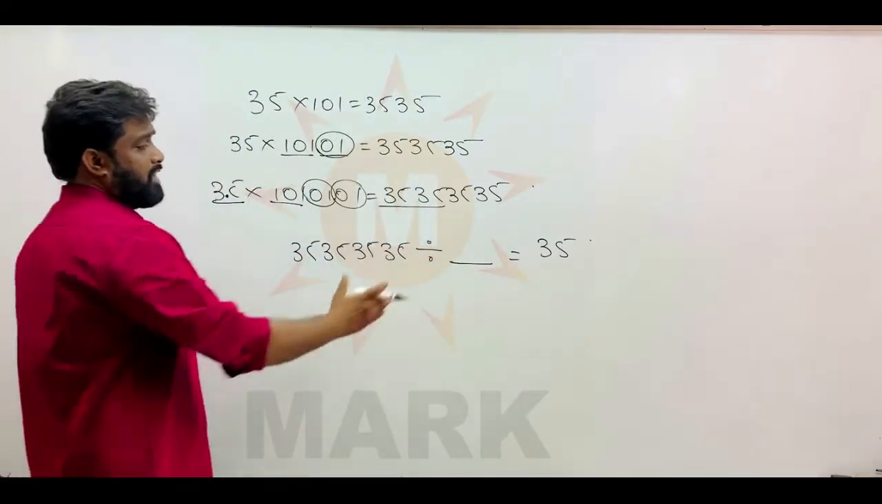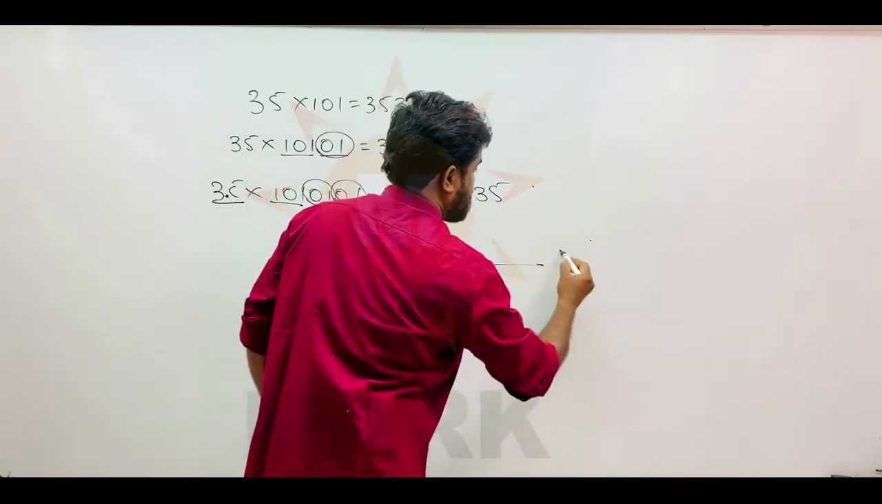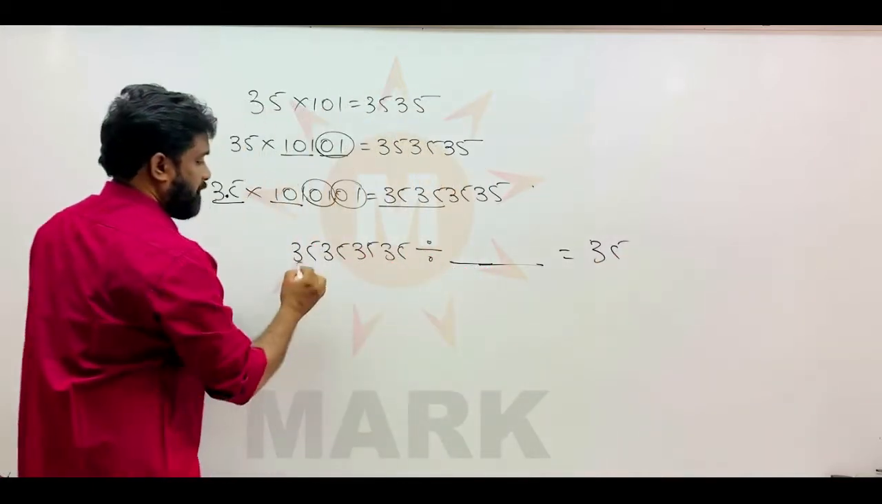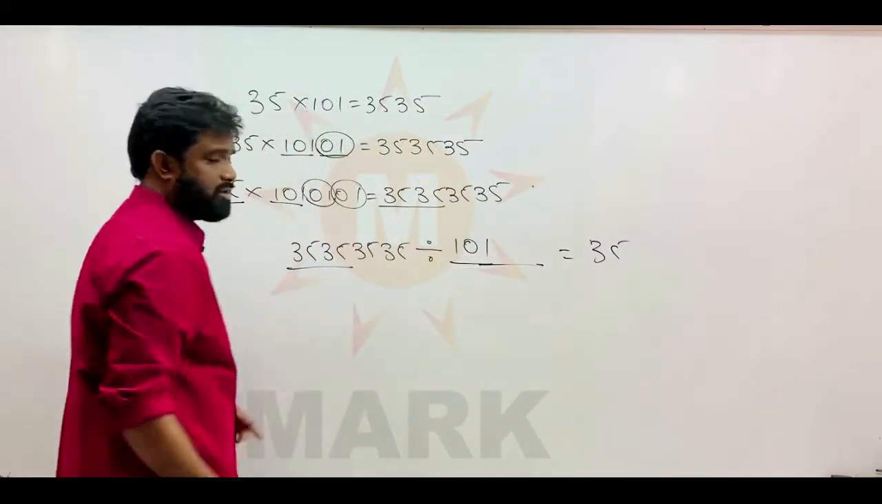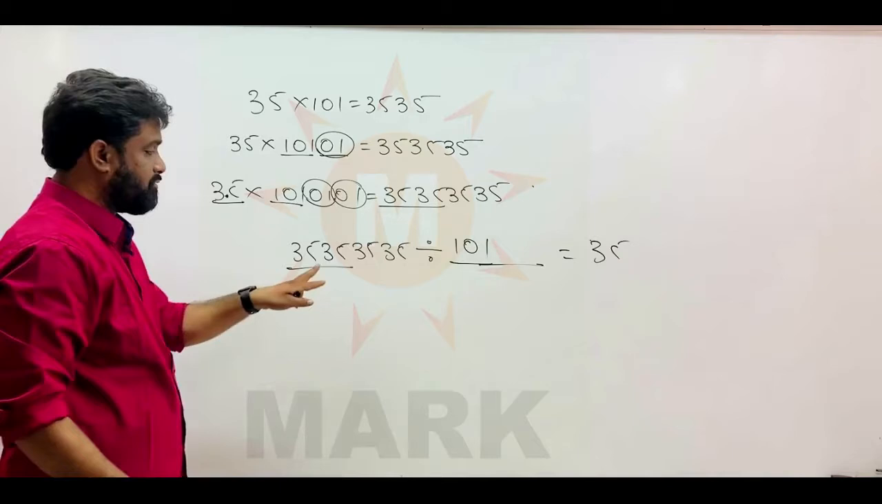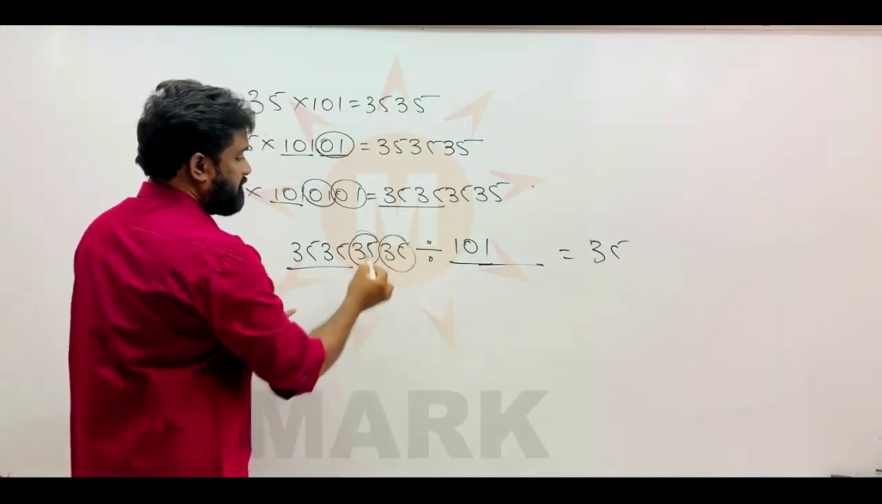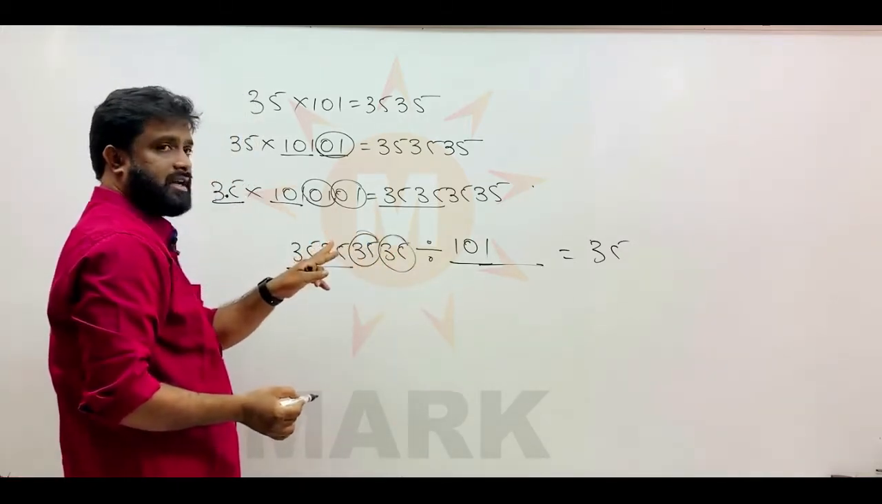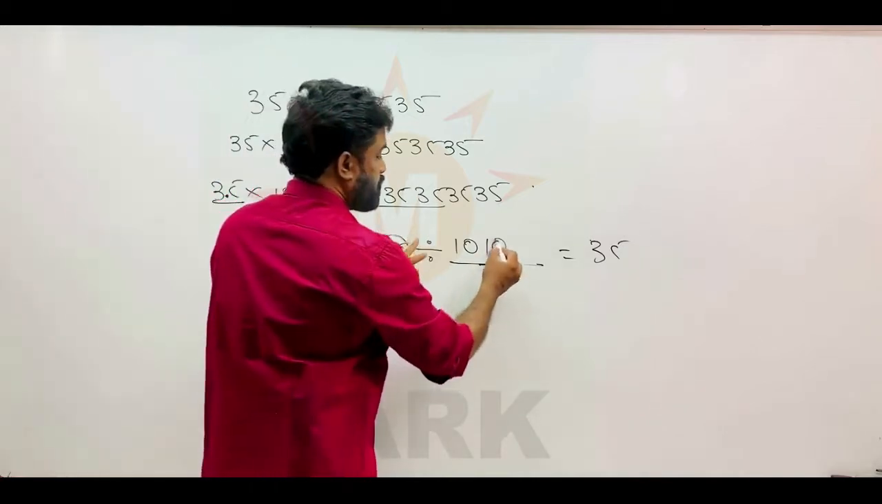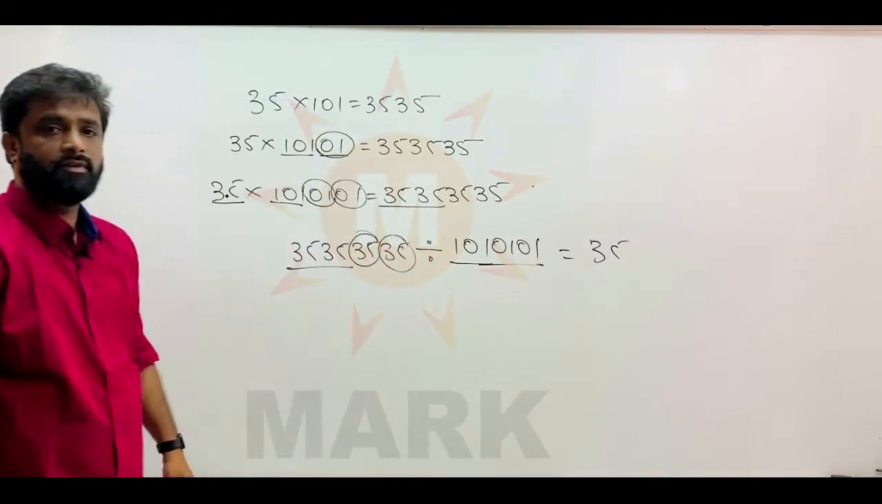Okay, so how to write this? Divided by dash is equal to 35. So immediately for 2 times you are writing 101 here, because any 2-digit number into 101 will make that. So how many times? 35 is coming extra, the same number is coming extra, that means 2 times it is coming, that means 2 01s you have to add.